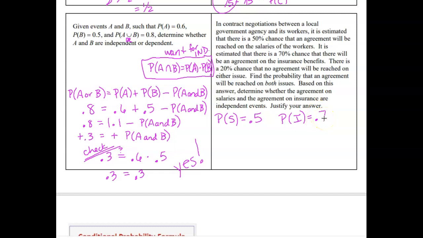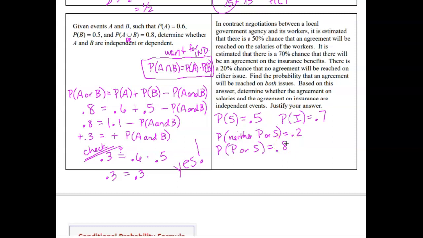There is a 20% chance that no agreement will be reached on either issue. So what that means is it's the probability of neither P or S is 0.2. So that actually means that not P or S. So the opposite of that would be P or S. Remember, our probabilities add up to 1, so if it didn't happen 20% of the time, it's going to happen 80% of the time. So that's 0.8. Okay, so that's kind of the tricky part.